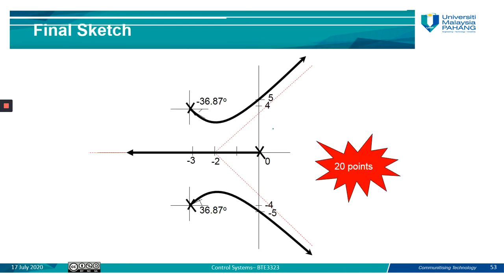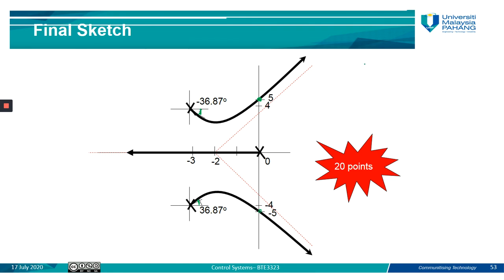This will be the final sketch. So this is the cross point. This one is the rule number 8, which is the departure angle. We do not have arrival angle because we do not have zeros at the imaginary part here. Our zeros are at infinity. We have 3. Let's go through the 8 rules based on this graph or this sketch.